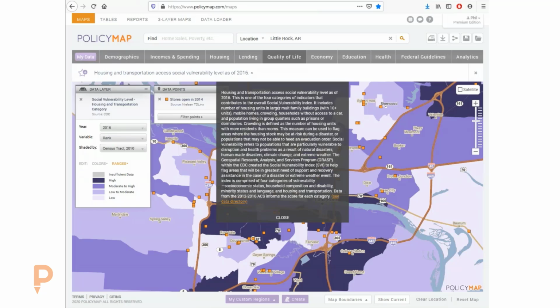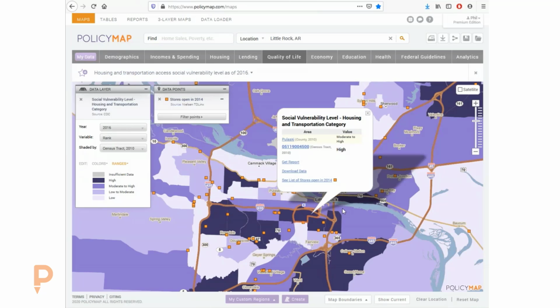So this talks about home ownership in large multifamily buildings, mobile homes, crowding, and then access to a car. So this is car ownership as well. So hence the housing and transportation social vulnerability index. And so this is saying these places here are high risk based on those two very specific factors.